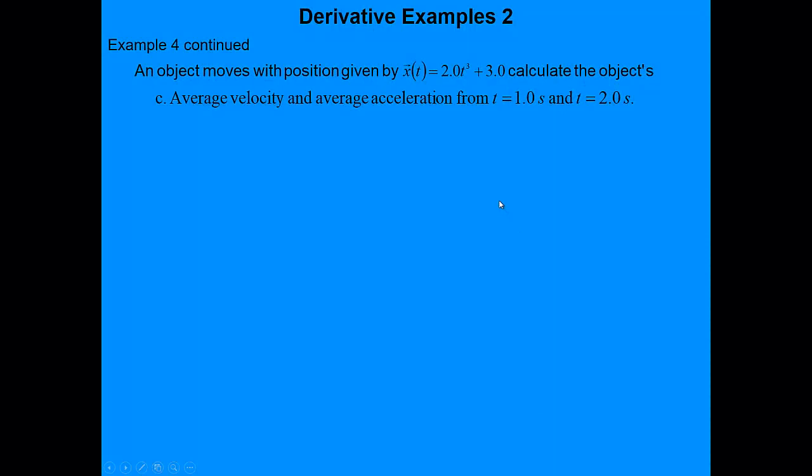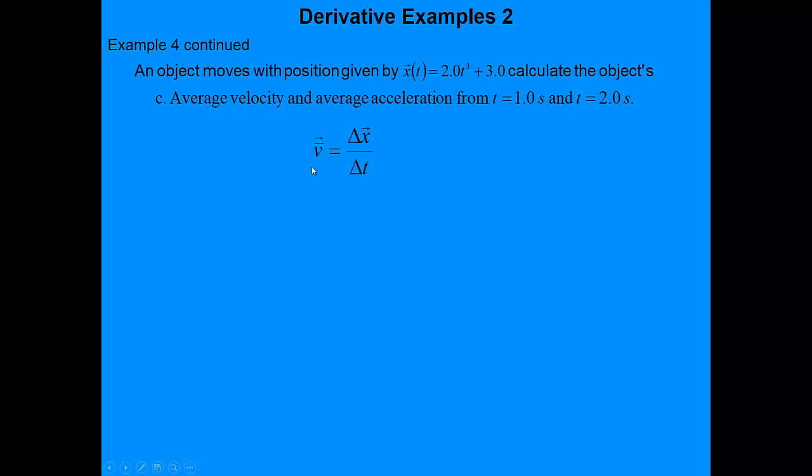The next part is I want to find the average velocity and the average acceleration from 1 to 2 seconds. So we just found the instantaneous values at 1 second and at 2 seconds. Now I want to know the average values during 1 to 2 seconds. Graphically, these would be the slopes of the line connecting any 2 points on the position time graph for the average velocity, on the velocity time graph for the average acceleration. But we don't have graphs, so we're going to do this mathematically.